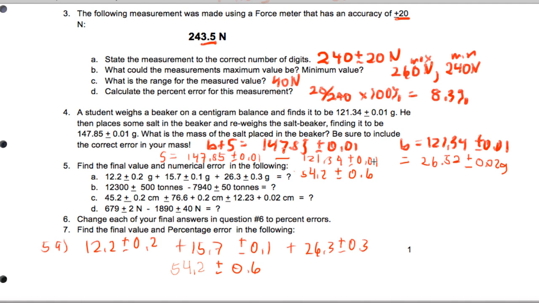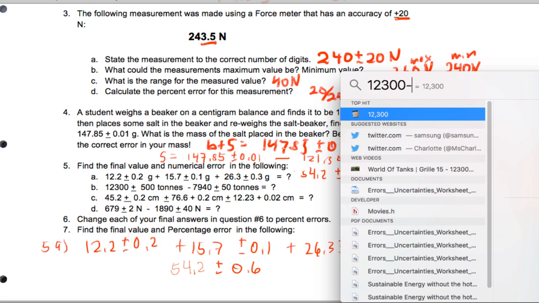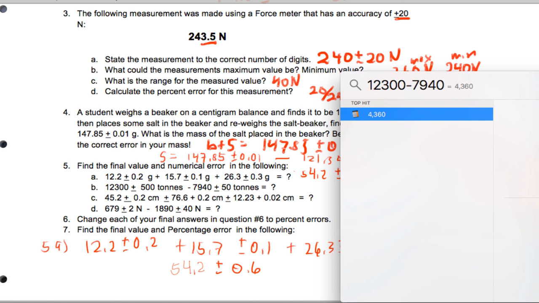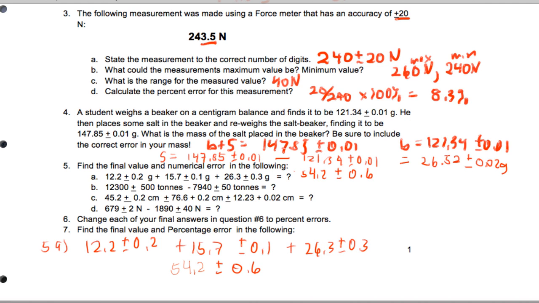Okay, now here when we subtract, we've got 12,300 plus or minus 500. And let's be clear, we got sig figs out to hundreds here, so we got to be careful. So when I subtract, let's see, 12,300 minus 7,940. So for B, I'm getting a number, 4,360. But I gotta round that to hundreds here because of the number of sig figs, because I've just got that one version of sig figs there.